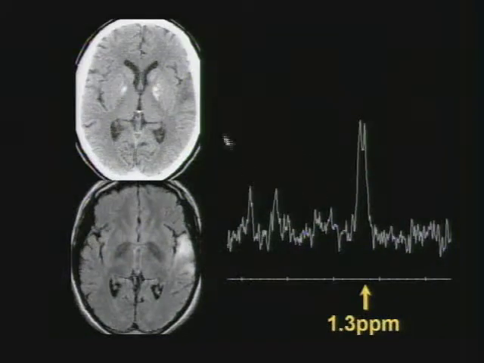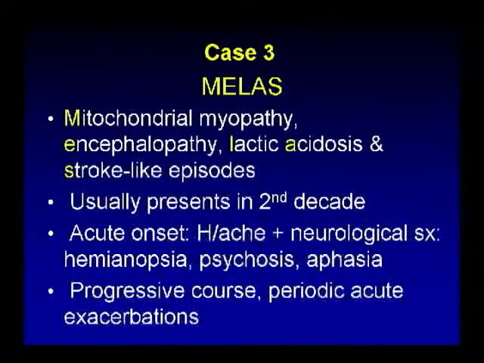So what I mean by that is if you put a spectroscopy little voxel over any infarct in any patient, you're going to get this elevated lactate peak at 1.3 in any patient, because that's what infarcts do. And in a MELAS patient, what you want to do is put it over normal white matter, and that's when you get this sort of spectroscopy that you know this is what you're dealing with.